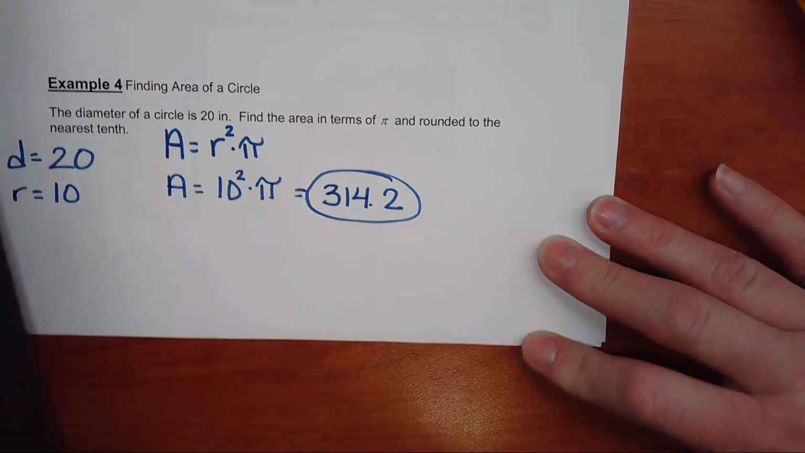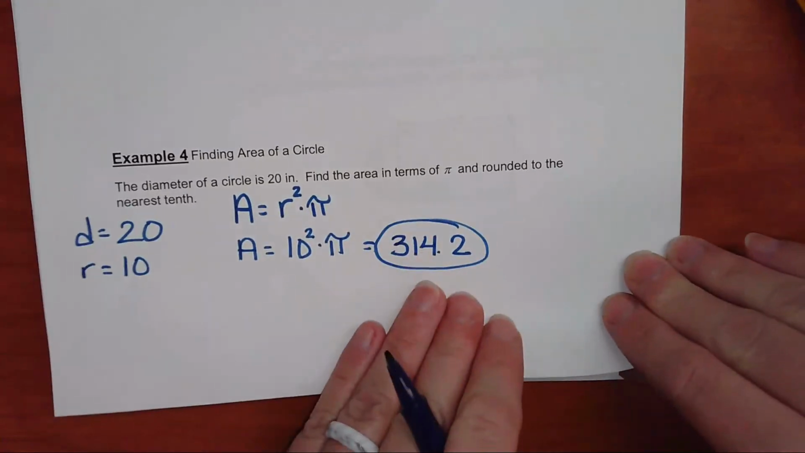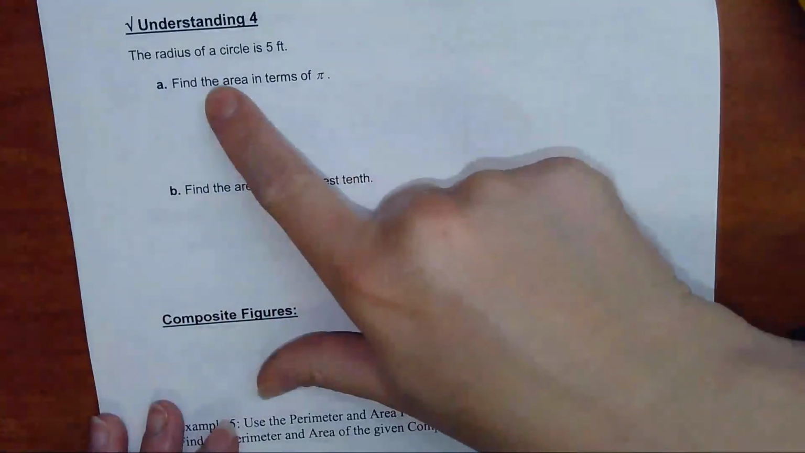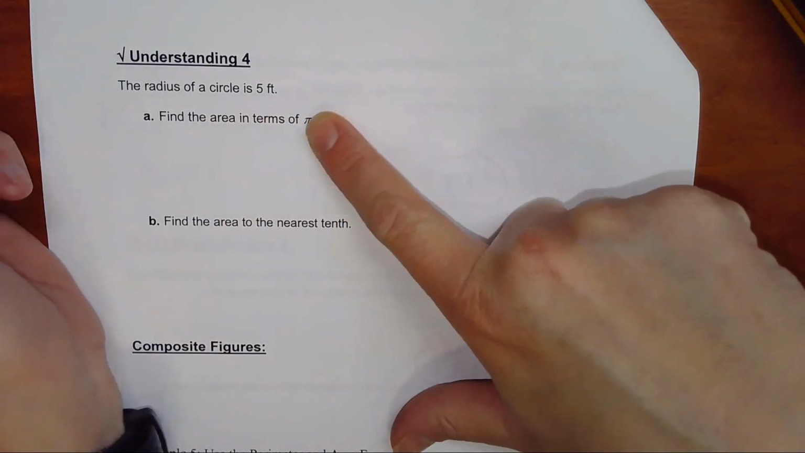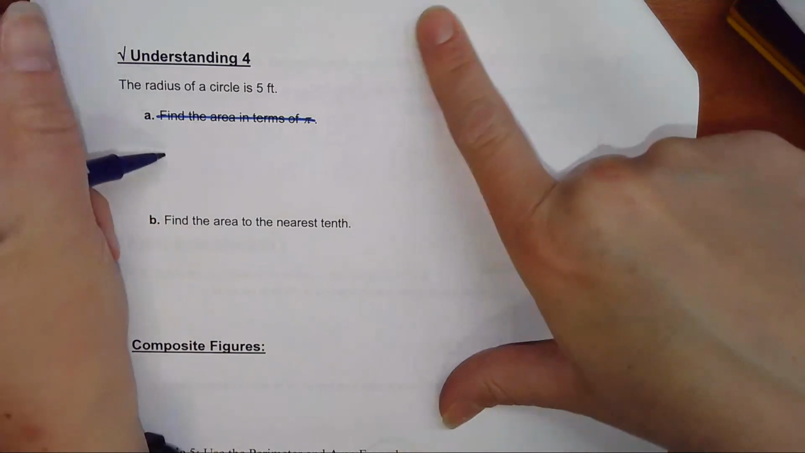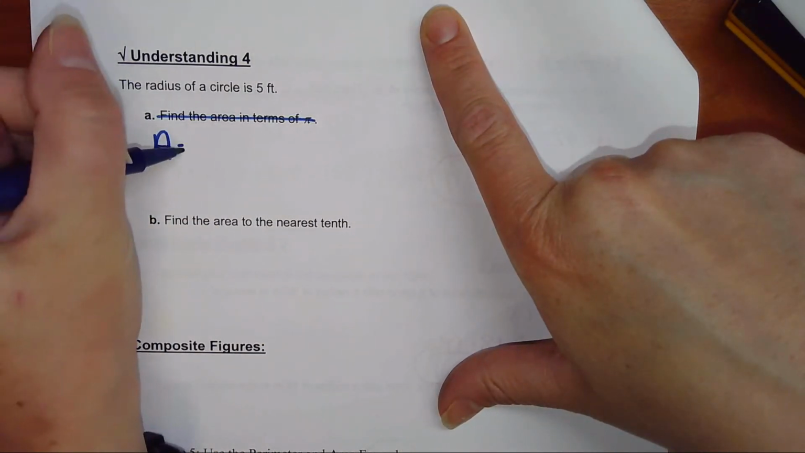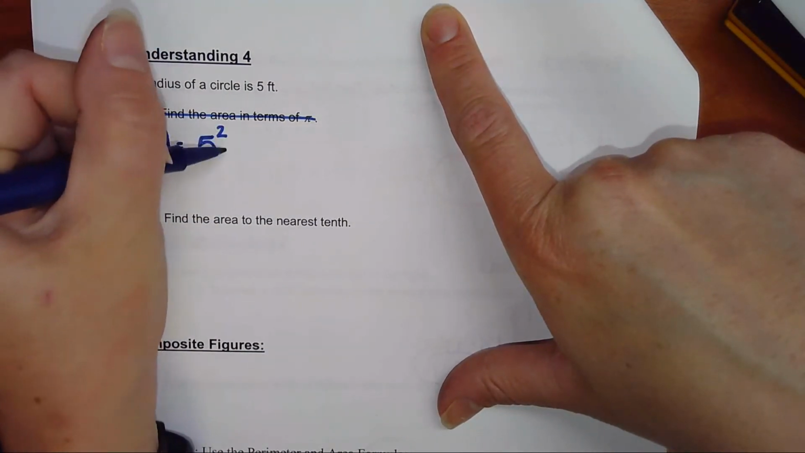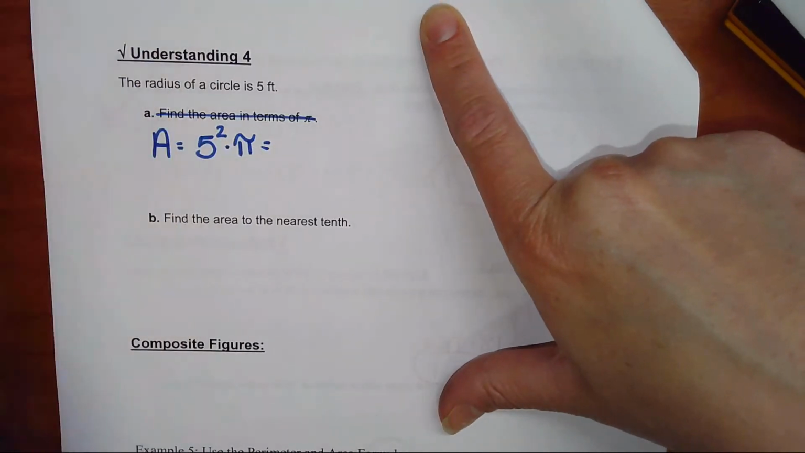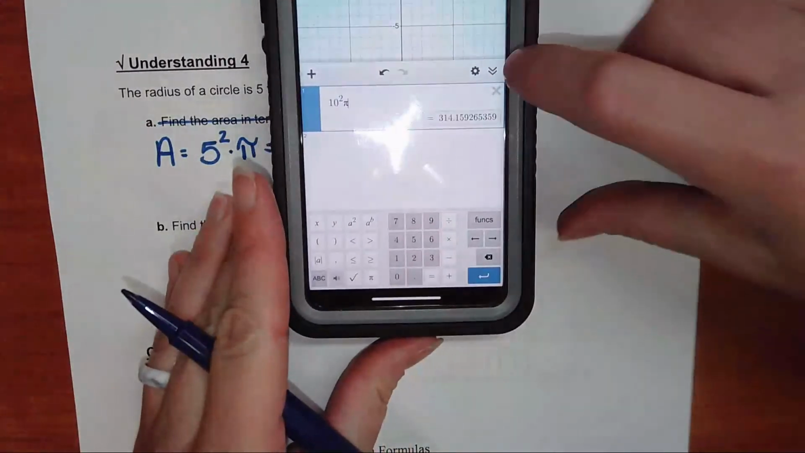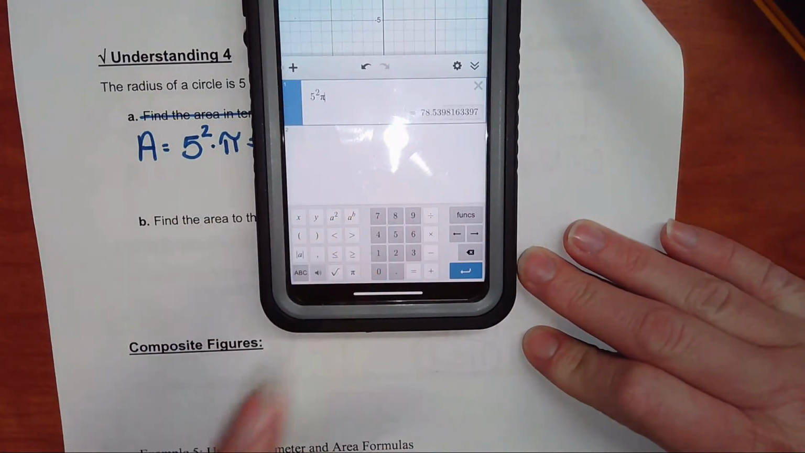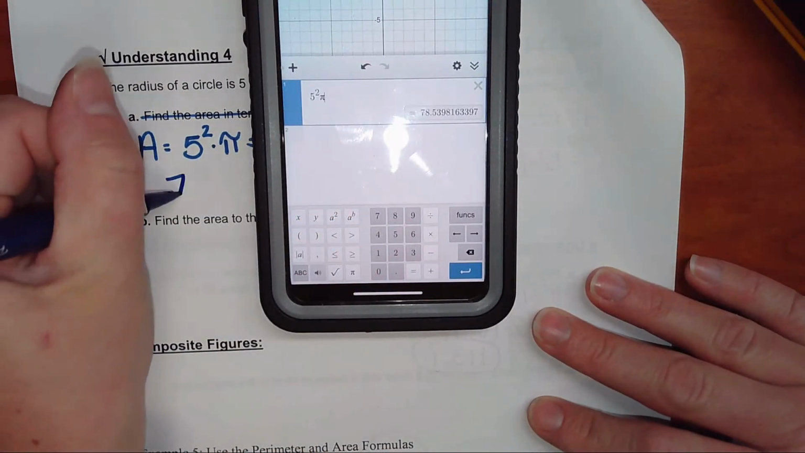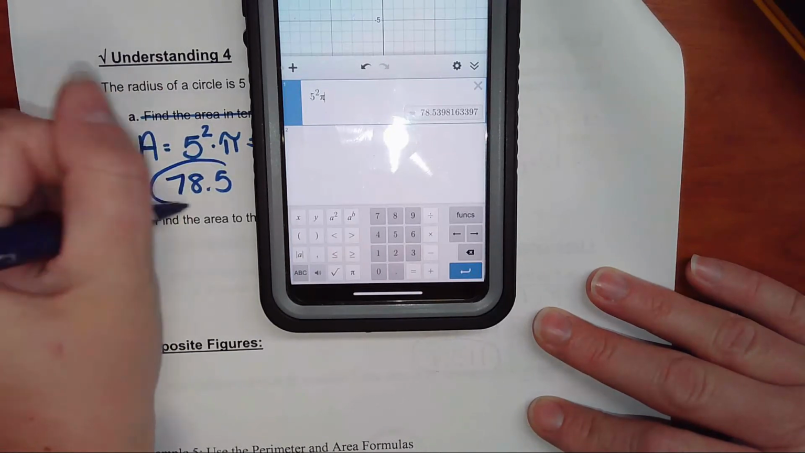And that's it. A lot of this is just plugging and chugging into the calculator, so it's a nice little breakup here of things. And then the last one, it says in the directions, the radius is 5 feet. Find the area. We're just going to find the area. So if the radius is 5, we do radius squared times pi. So we take 5 squared times pi, and we get 78.5.